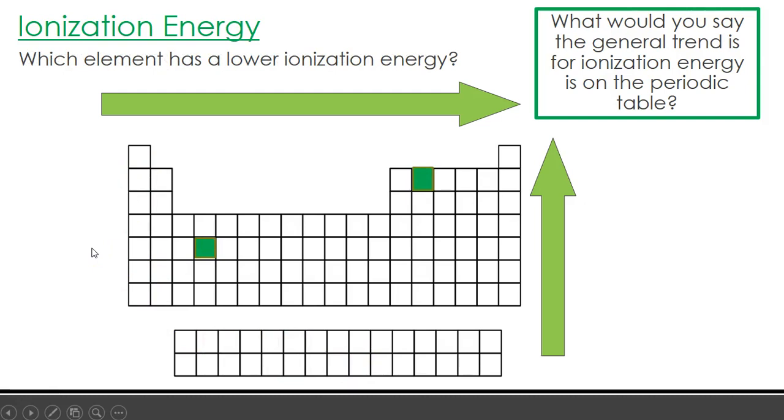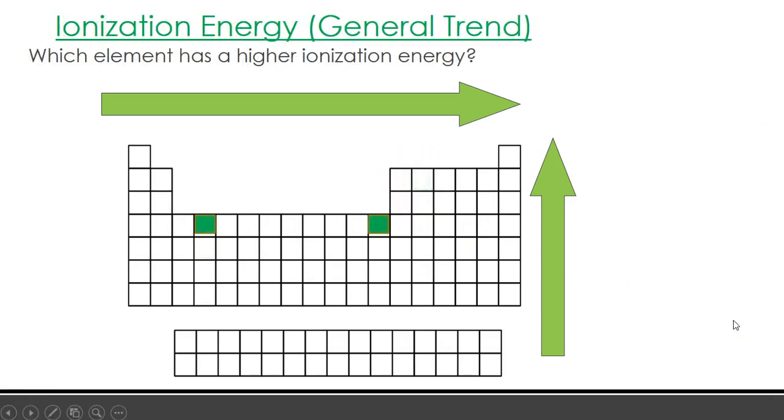So let's try this problem. It's asking us which element has a lower ionization energy. We know ionization energy increases from left to right on the periodic table and bottom to top. So therefore, this element is going to have a lower ionization energy than this element over here. What about this one? Which element has a higher ionization energy now? This is the general trend for ionization energy, and because ionization energy increases left to right, it's going to be harder to pluck electrons away from the outermost shell of this element than it is for this one. This element is closer to our 8 electrons for noble gases, and this element is further away.